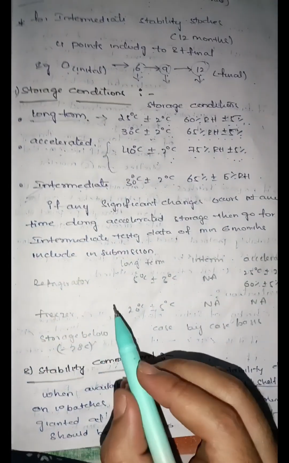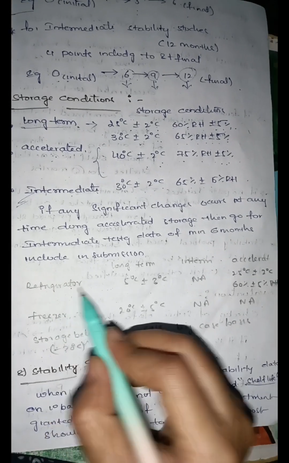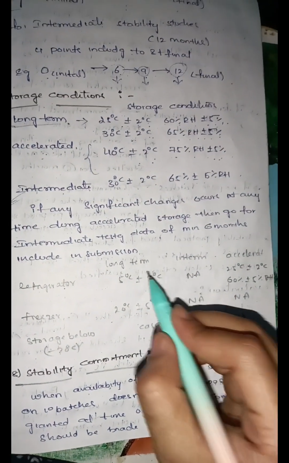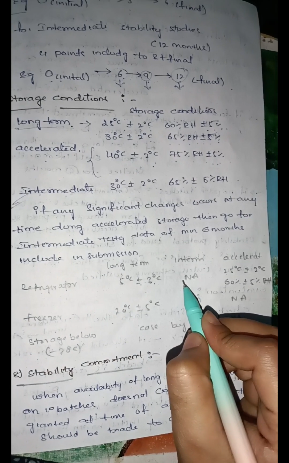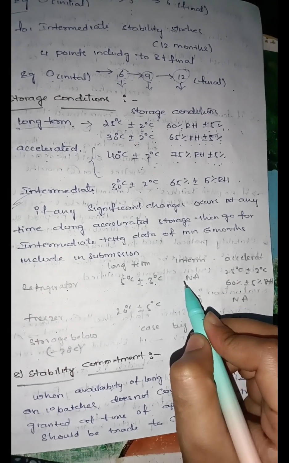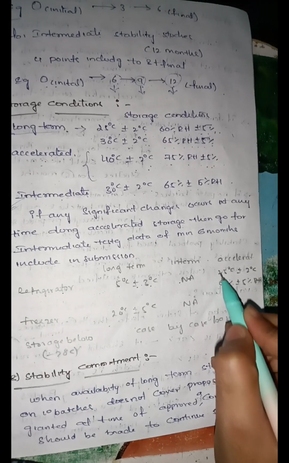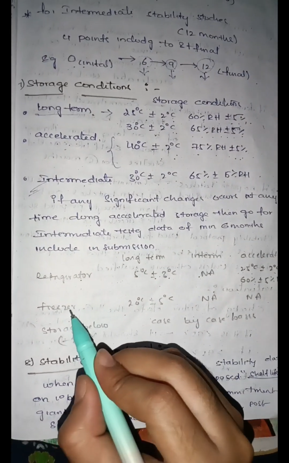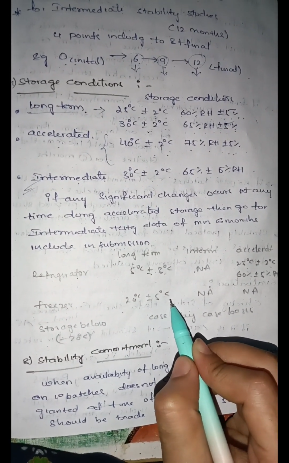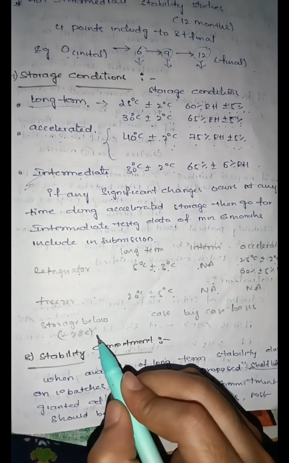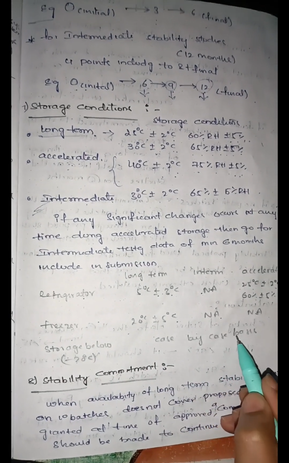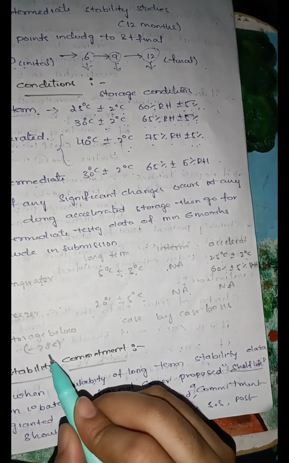And the storage conditions for refrigerators: for long term, 5 degrees Celsius plus or minus 3 degrees Celsius. For intermediate, there are no intermediate refrigerator conditions, and for accelerated refrigerator conditions, 25 degrees Celsius plus or minus 2 degrees Celsius, 60% relative humidity. For freezer, minus 20 degrees Celsius plus or minus 5 degrees Celsius, and there are no intermediate and accelerated storage conditions for freezer. Storage below minus 20 degrees Celsius can be determined on a case by case basis.